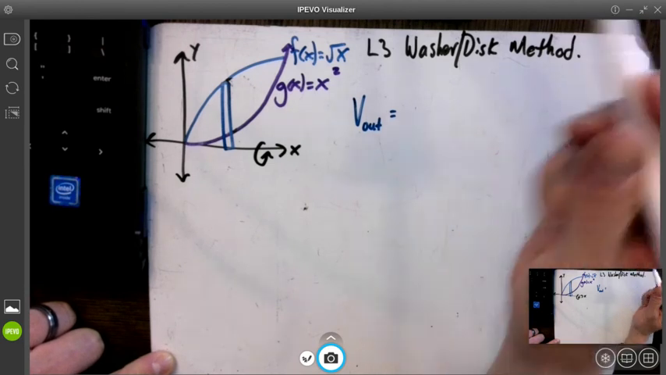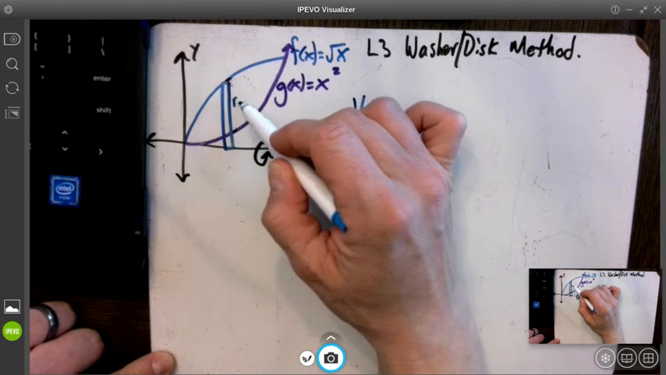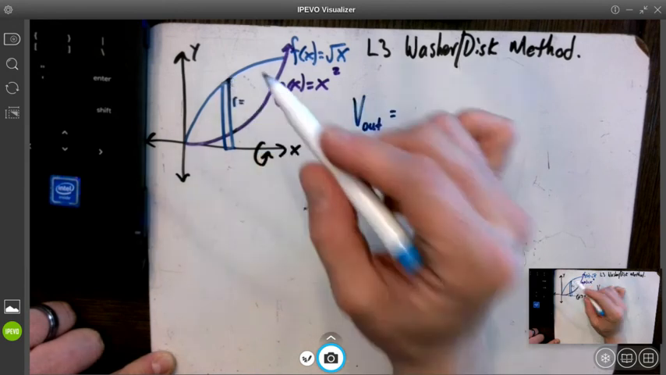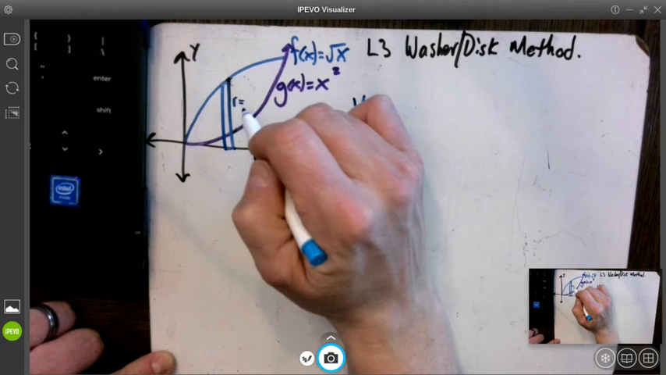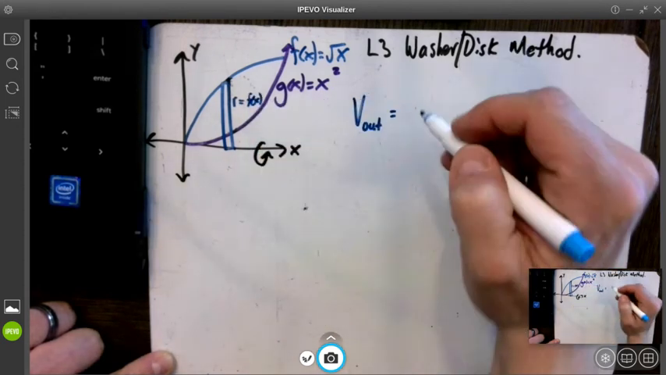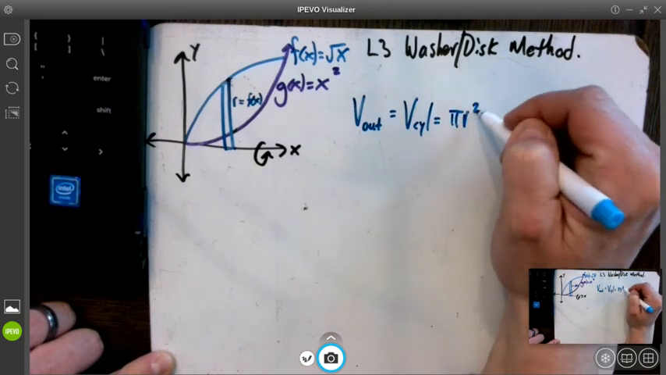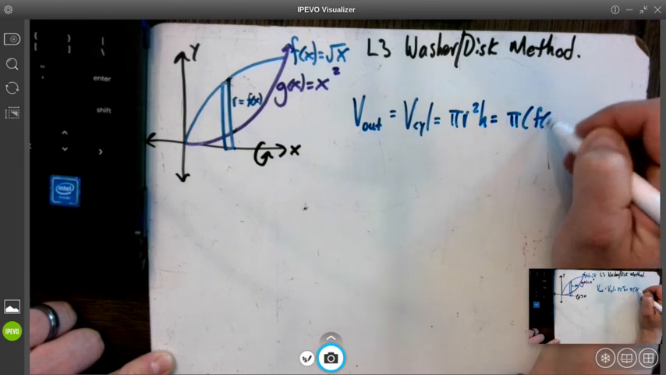So let's think. My radius is going from here to the top, or well, not the top, but from here to a value on radical x. So my radius is going to be this height right here, this y value, which is better known as f of x. So the outer is still a cylinder. The volume formula for a cylinder hasn't changed, pi r squared h. And right now we're kind of hanging out right here.